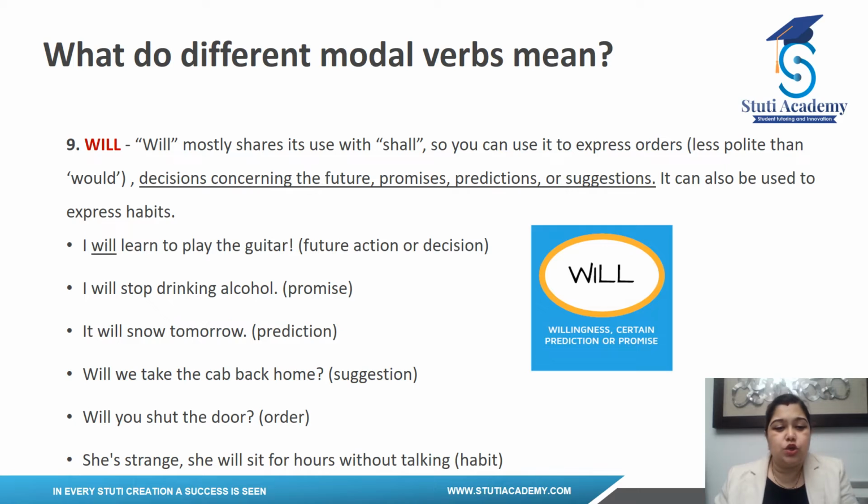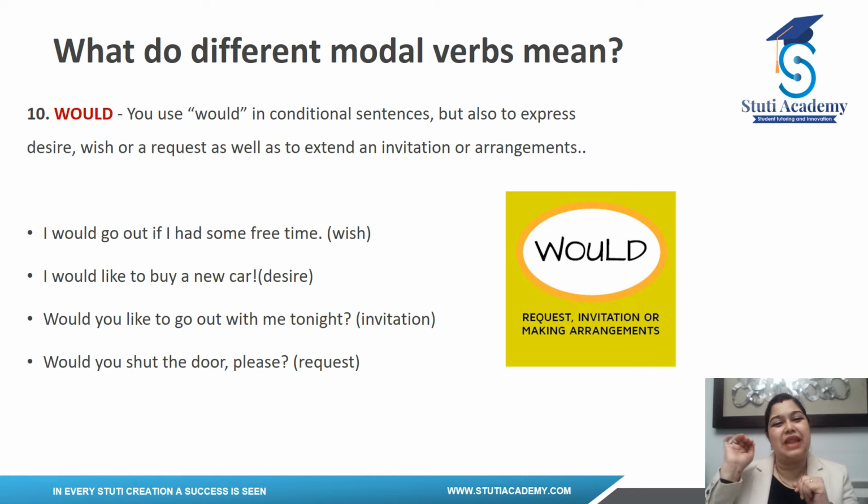She's strange. She will sit for hours without talking. So what does this will do here? This will is talking about a habit that the girl has. So people think she's strange because she can sit for hours. So they are predicting that she will sit in the future for hours, and at the same time they're talking about her habit. So different sentences, same word, different meanings.